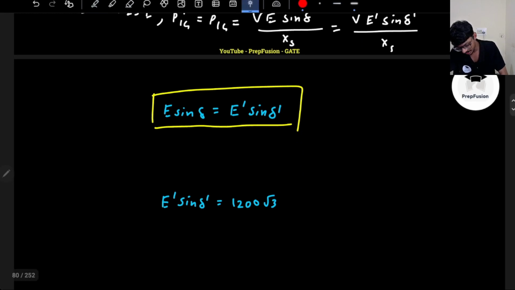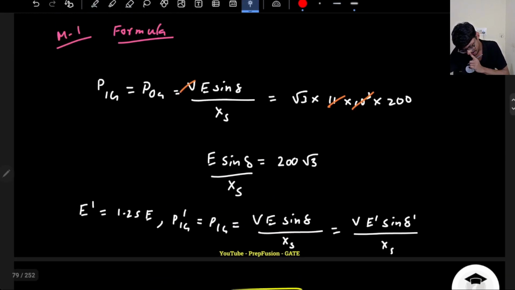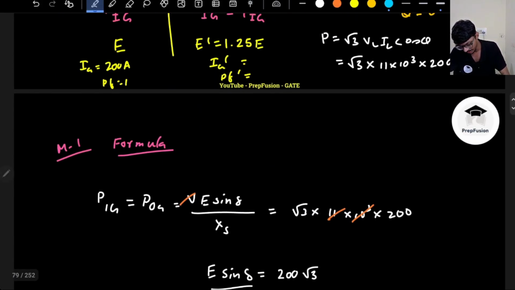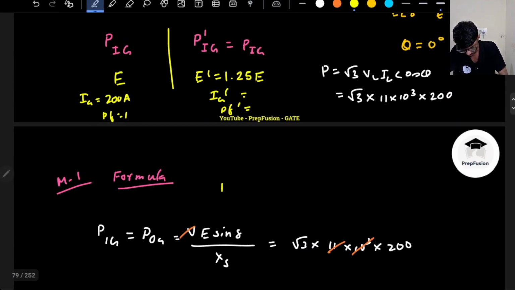Now, what do I know? I know E dash. Do I know E? I have to find out what E is. So from this equation, can I find out E? No, I cannot find E from this equation. Do I have any other equation? How can I find the value of E? It's very easy. Use basics.